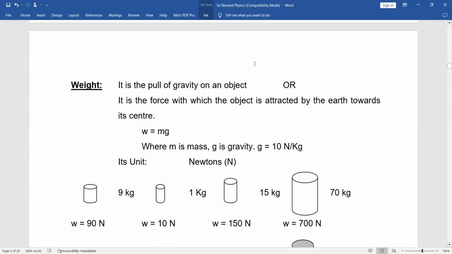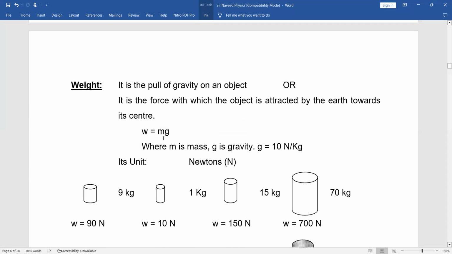Second definition is weight. Weight is what? It is the pull of gravity on an object. Or it can also be defined as the force with which the object is attracted by the earth towards its center. And the formula for this is W is equal to mg.